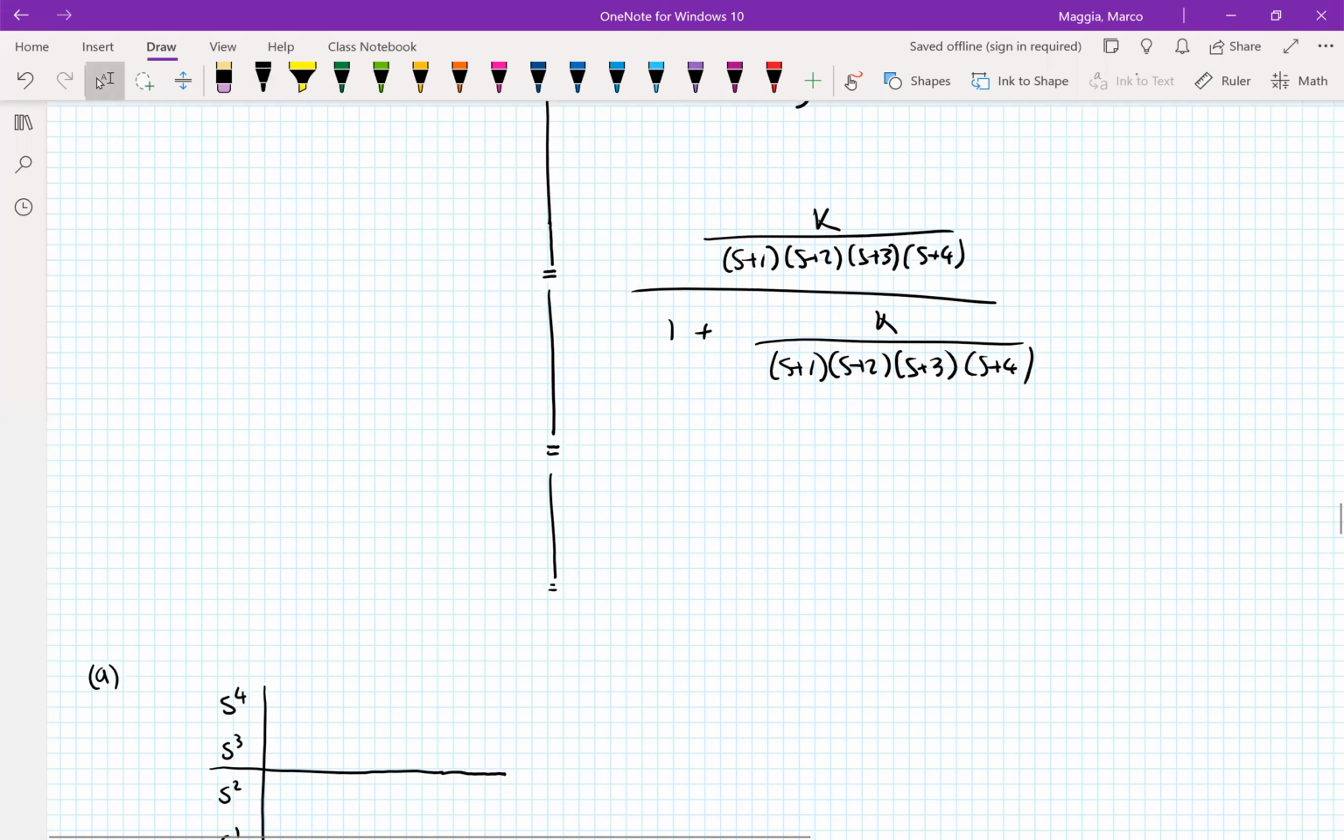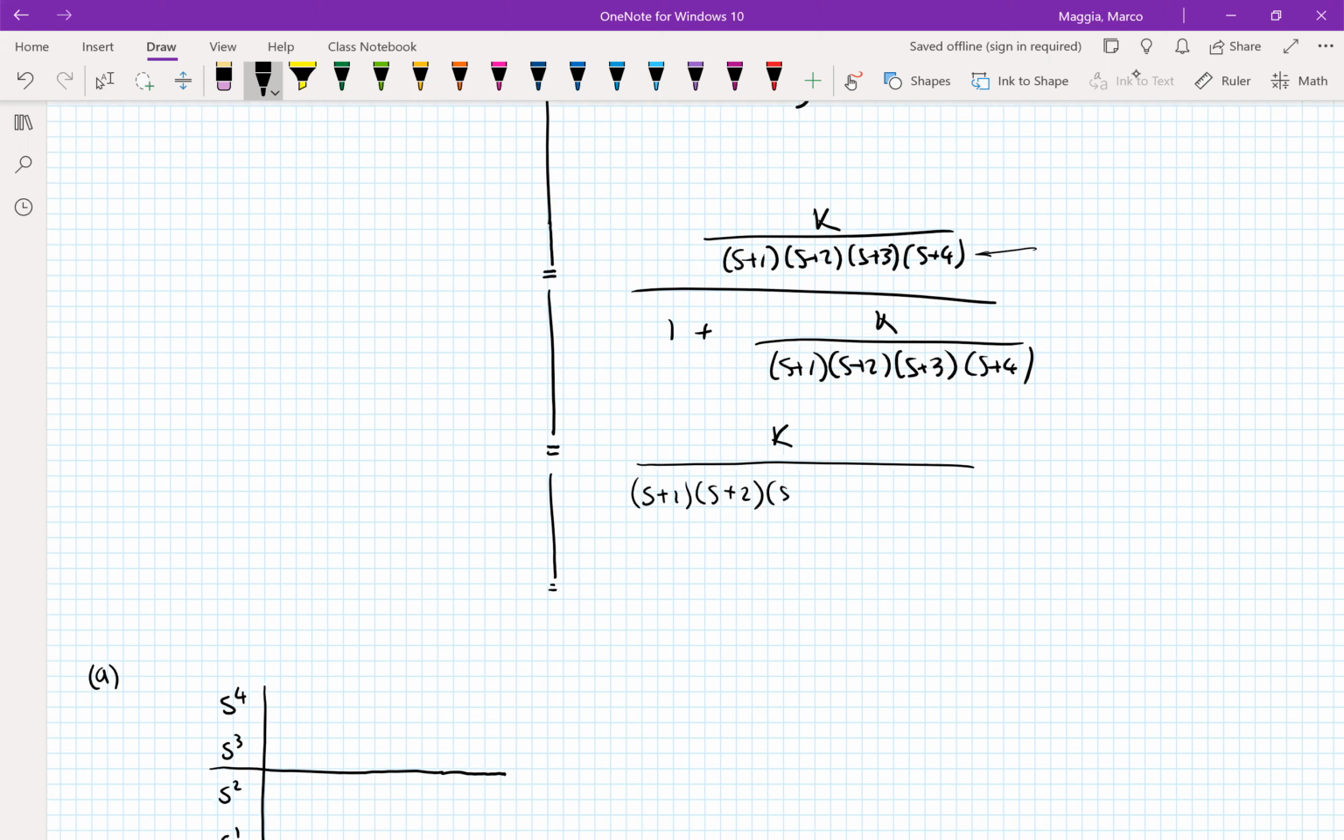Now we can multiply numerator and denominator by s plus 1, s plus 2, s plus 3, s plus 4. And so we find k. And be careful here when you do that, because I always see mistakes. So be careful with your math skills.